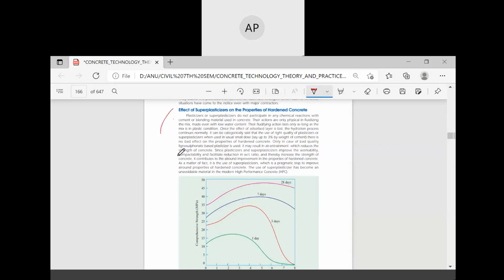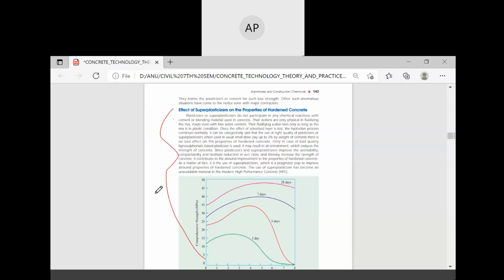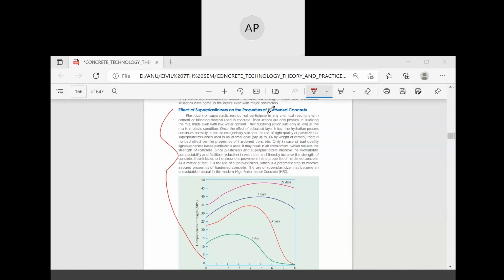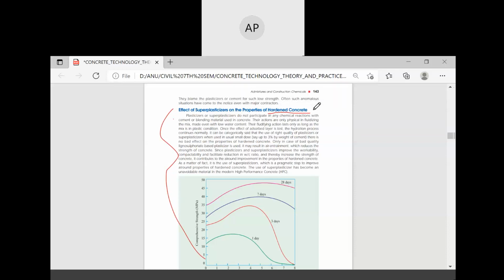So in a hardened concrete, what do you mean by hardened concrete? That means the concrete which construction is complete. That is your hardened state. Concrete is said to be in hardened state when the concrete is already hardened. Already construction is over. That is called your hardened concrete. And fresh concrete means which is not yet filled in the construction. That means which is just made concrete. That is your fresh concrete.